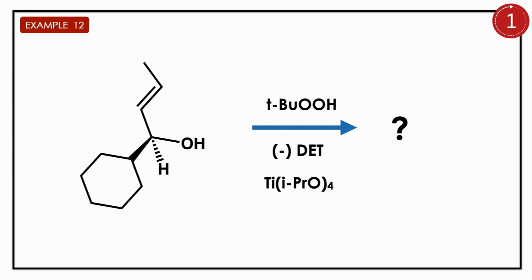Then the next example, here you have chiral carbon, one attachment is cyclohexane, below the plane hydrogen, alcohol and allyl group. You are using tertiary butyl hydroxide, minus DET, titanium isopropoxide. You should find what will be the final product.